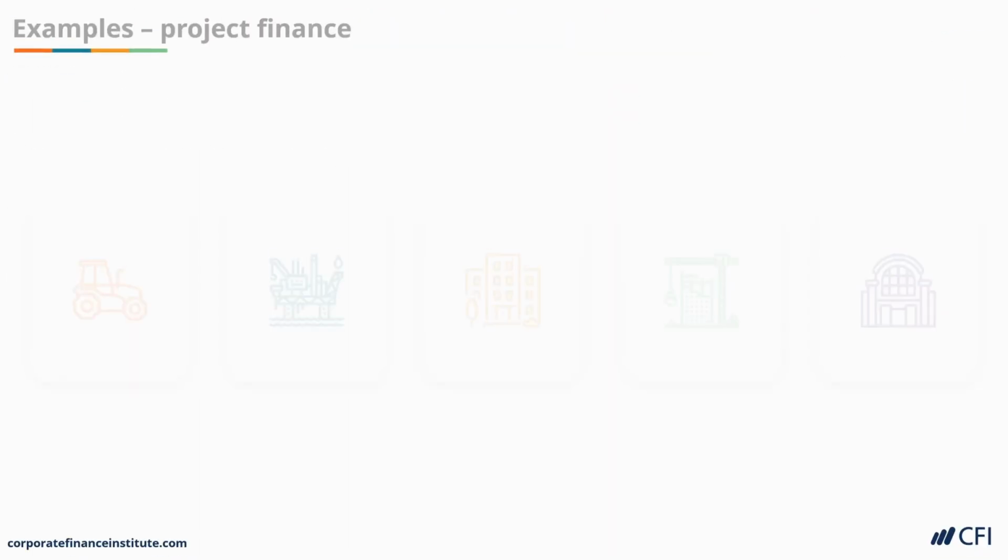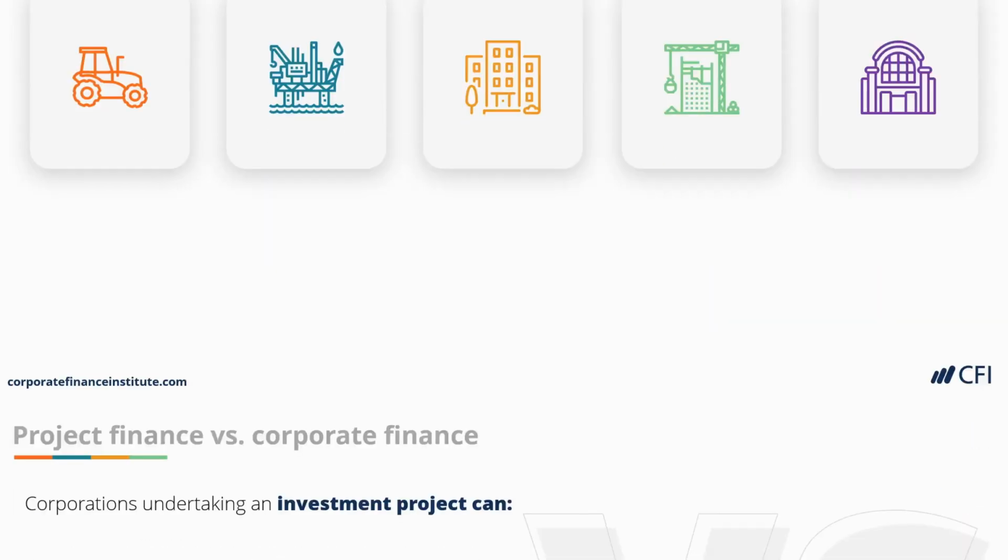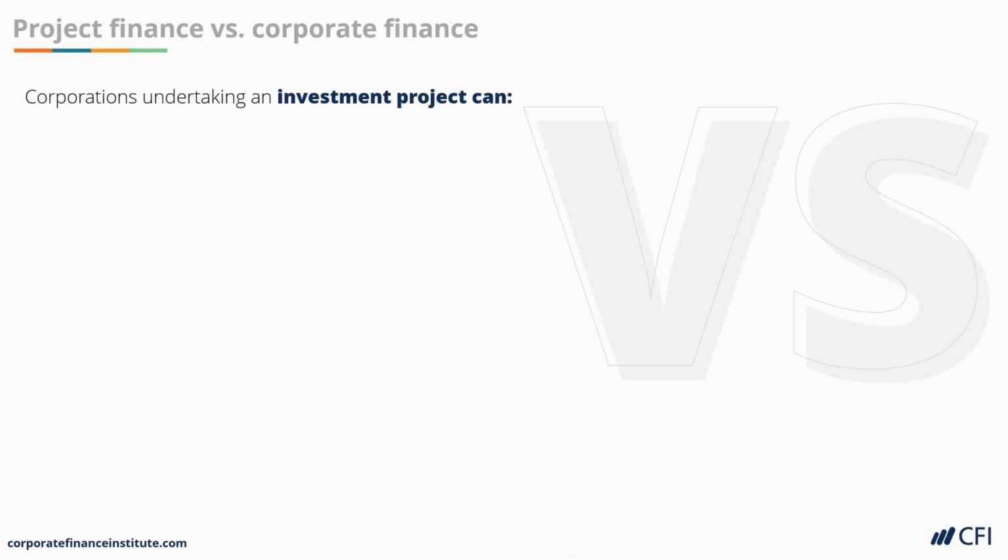Examples of industries that use project financing are mining, oil and gas, and real estate. All of these industries can identify assets that have specific cash flows and can have specific financing put in place for those assets and those projects. Now, let's compare what we just discussed about project finance with corporate finance.